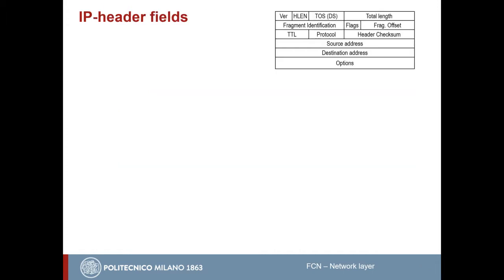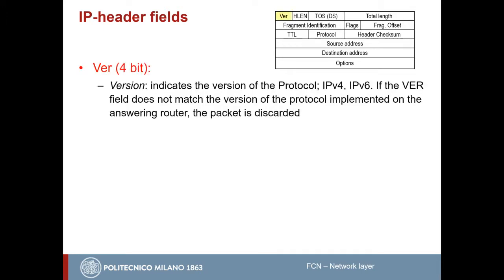So let's start from the first field, which is version. That indicates the version of the IP protocol, and currently can have only two values. There is a code for IPv4 and another code for IPv6. This field is used mainly to understand if a packet, when it arrives to a router or a host, let's say to an IP interface in general, can be managed or not by that interface.